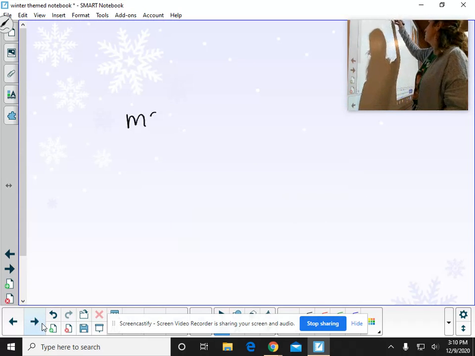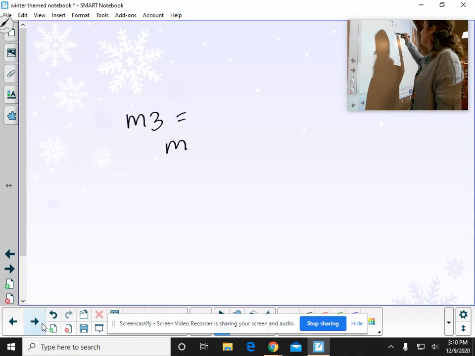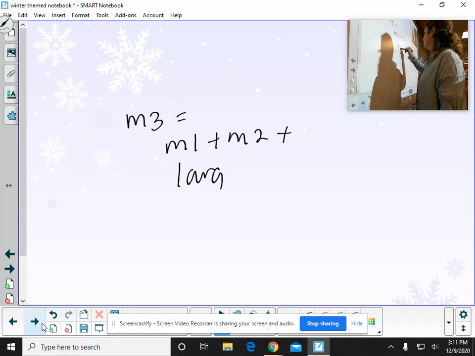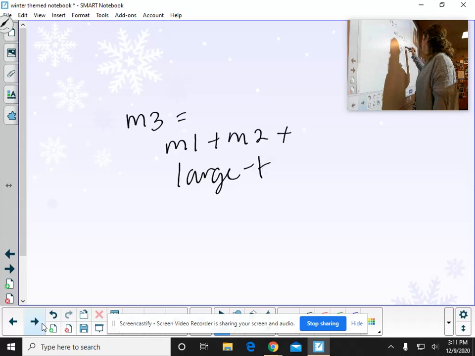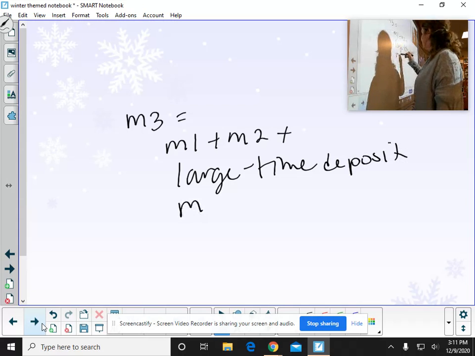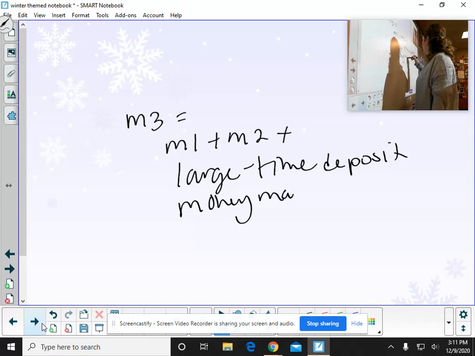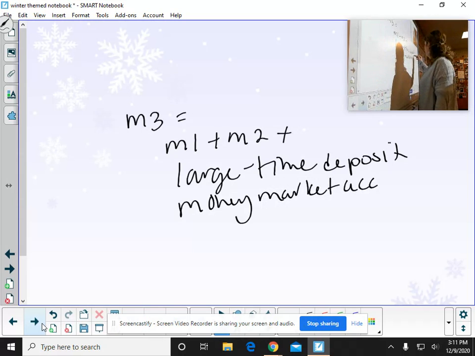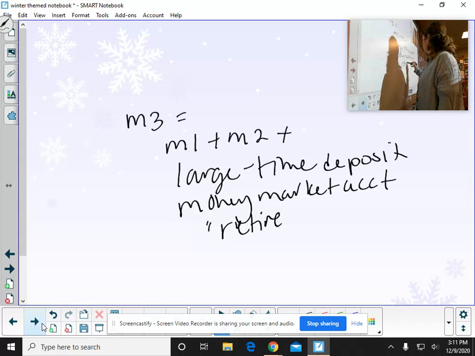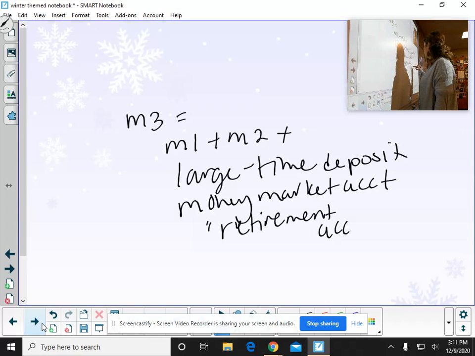M3 includes everything in M1 plus everything in M2, and then even lower liquidity assets like a large time deposit, a long time CD, a money market account, and just think of retirement accounts. Very hard to access. You have to wait years sometimes to access these types of accounts. So M3 is the lowest liquidity.